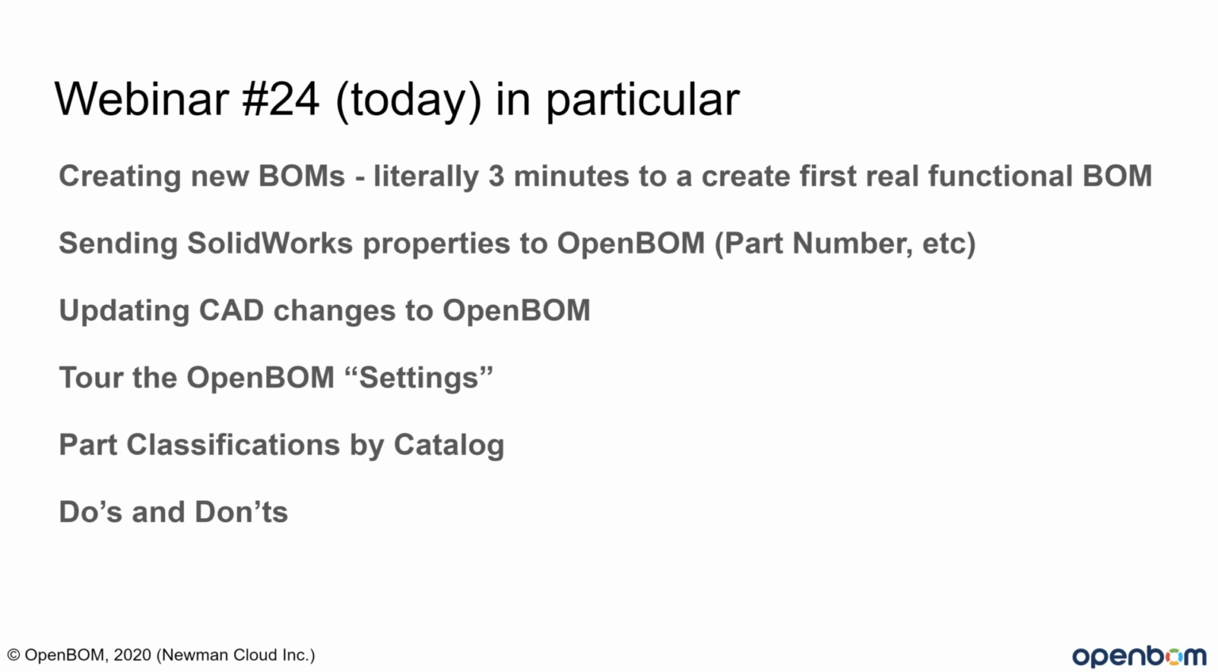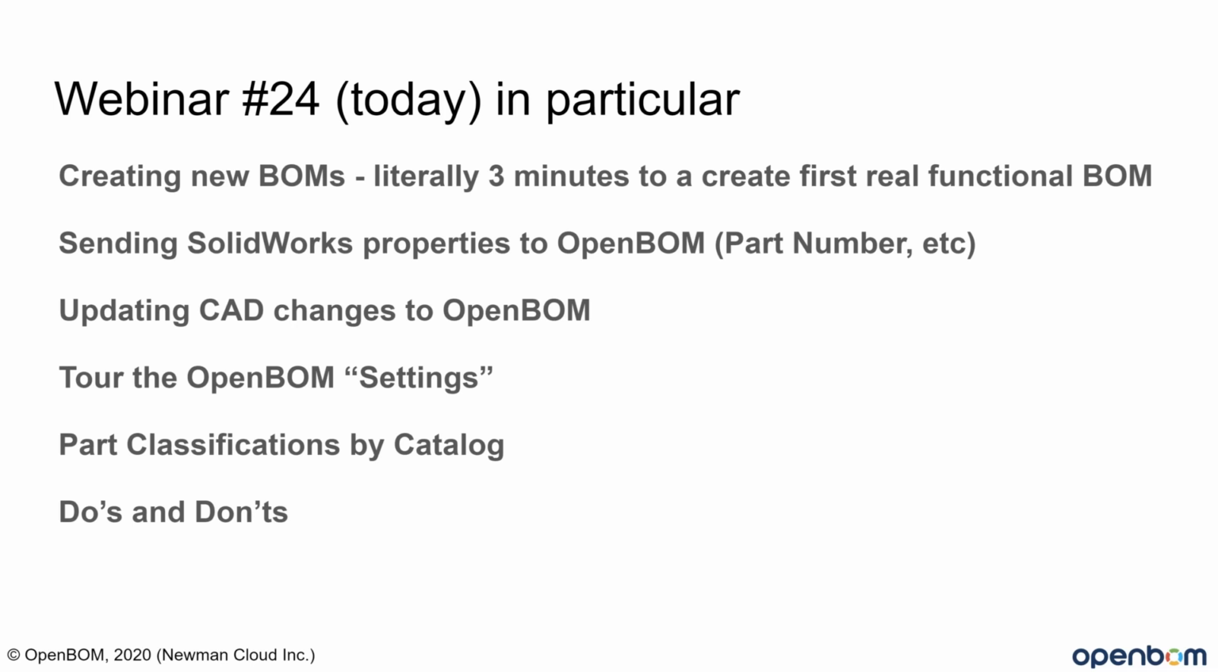In particular, what we're going to be covering today: literally in 3 minutes, once we get started, we're going to create a new BOM. We're going to talk about how properties get from SolidWorks into OpenBOM, which ones we get in there and which ones we don't, or ones we might not want. We'll talk about how we make changes in SolidWorks and bring those changes into OpenBOM. We'll look around some of the OpenBOM settings. It's really quite simple.